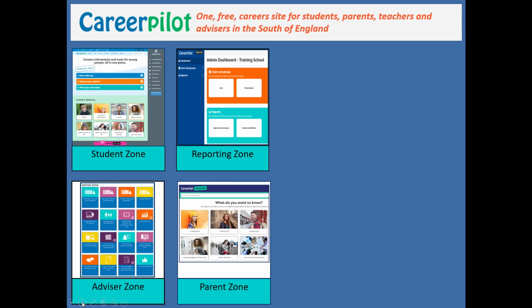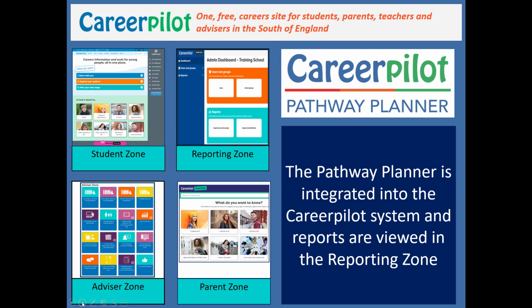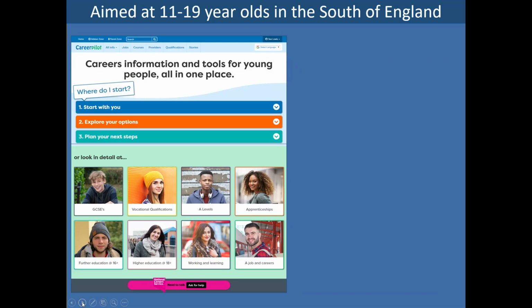So Careerpilot is a suite of 4 different zones that come together to provide information, advice and support in one place for students, advisors, parents, and the reporting zone as well, where data captured from the students' choices is available for schools to access. So the Pathway Planner is built into Careerpilot, so you have to be a Careerpilot school and then you purchase the Pathway Planner as an add-on to your main system. So Careerpilot, I'm just showing you the headlines as these bits are particularly relevant for Pathway Planner users.